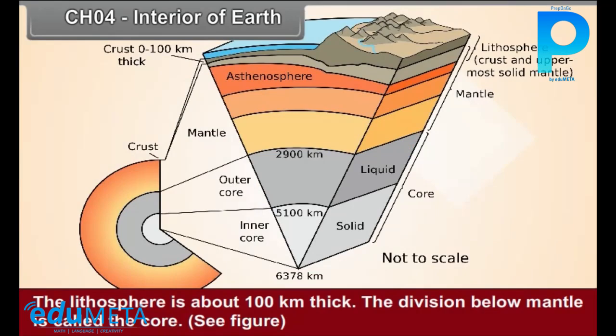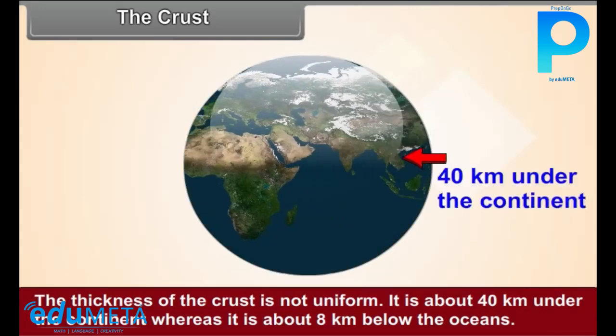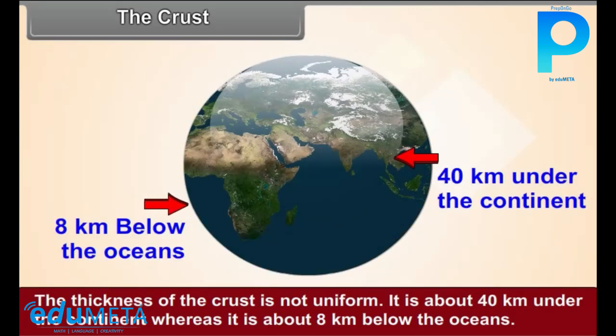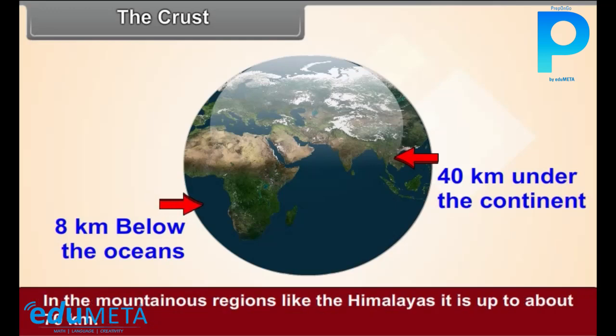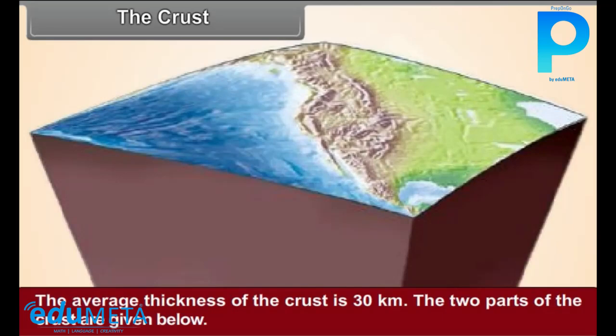See Figure 4.1. The crust. The thickness of the crust is not uniform. It is about 40 kilometers under the continents, whereas it is about 8 kilometers below the oceans. In the mountainous regions like the Himalayas, it is up to about 70 kilometers. The average thickness of the crust is 30 kilometers. The two parts of the crust are given below.